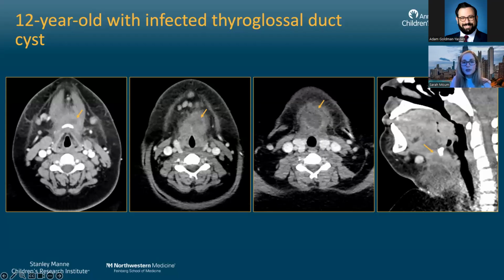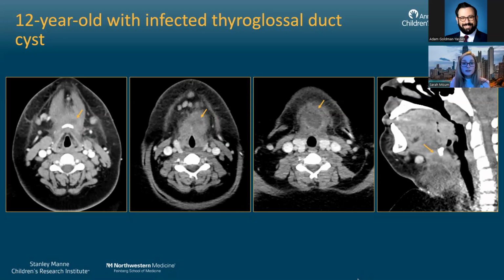So it has a connection up to the hyoid. So this is a thyroglossal duct cyst, an infected thyroglossal duct cyst. Remembering that that's a cystic remnant of the embryologic thyroglossal duct, and it can occur anywhere along where that tract route, that duct route would have been. So anywhere from the foramen cecum at the tongue base down to the thyroid bed.